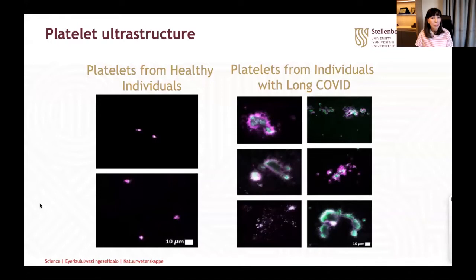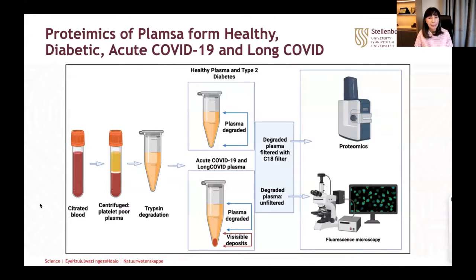On the left, you can see the platelets from healthy participants, and on the right, platelets from patients suffering from long COVID. Large platelet clumps can be seen in the long COVID population. We then planned an experiment where we looked at proteomics of healthy plasma versus type 2 diabetes, acute COVID and long COVID. We added diabetes samples, as we know that people suffering from diabetes are more prone to severe COVID-19 symptoms. For proteomics analysis, we prepared platelet-poor plasma, followed by a first trypsin digestion step.